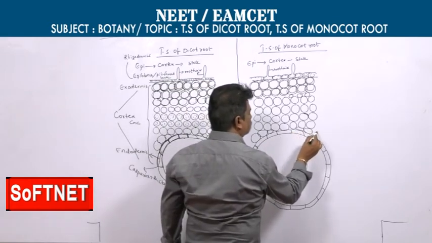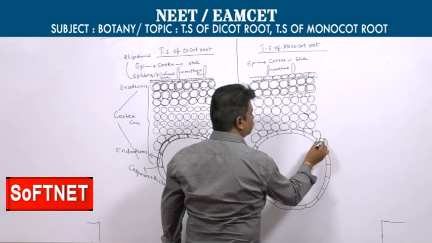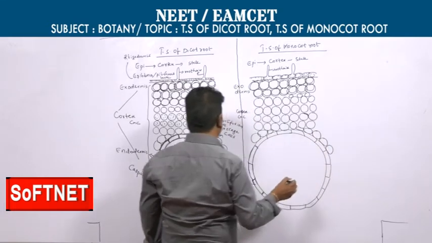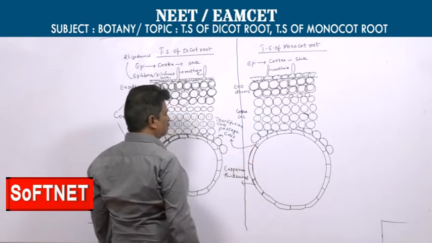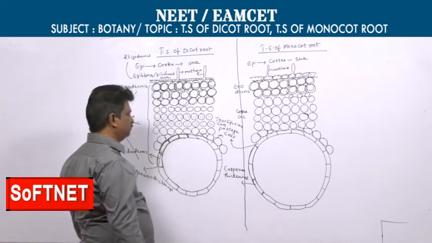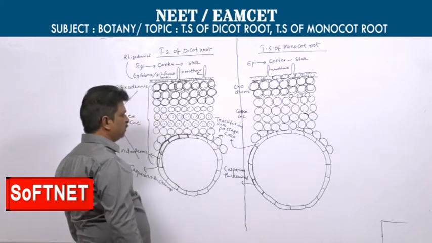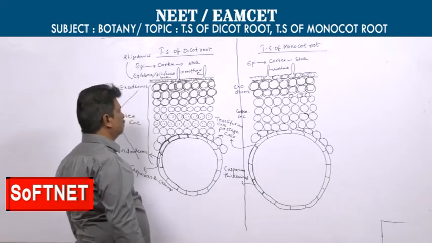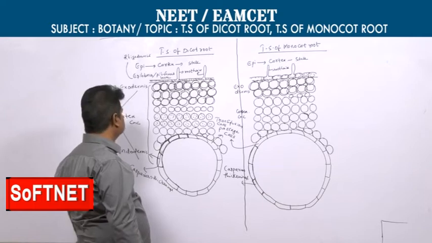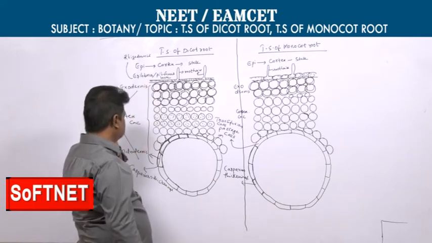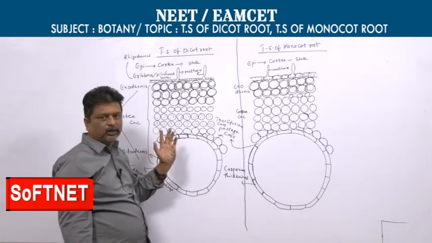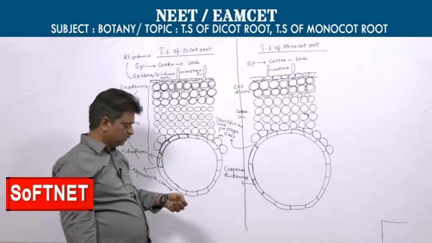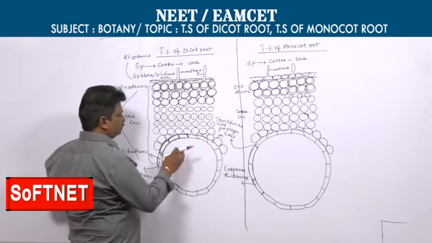Then some of the endodermal cells opposite to protoxylem are thin-walled, called passage cells or transfusion cells, through which conduction takes place. This is epidermis and cortex. Up to here, dicot and monocot roots show almost common characters.